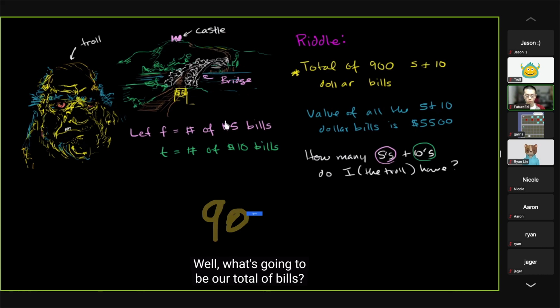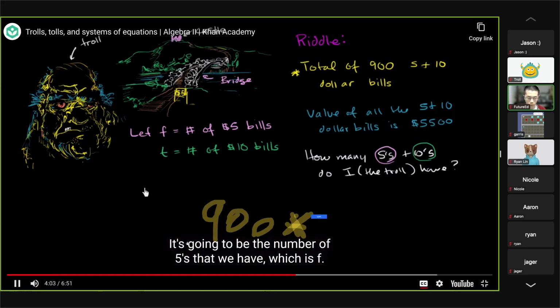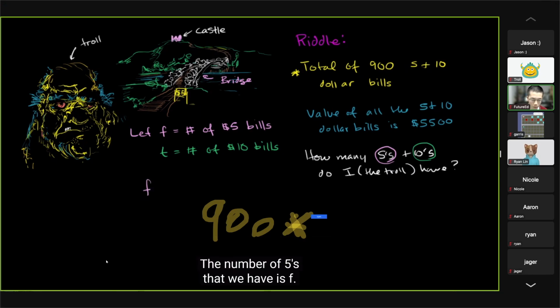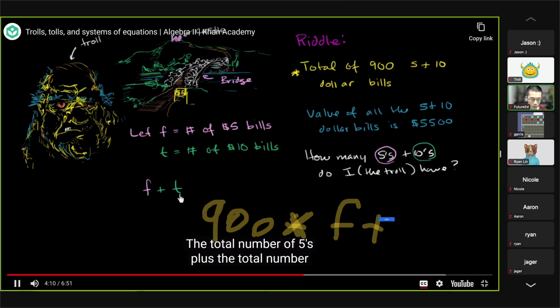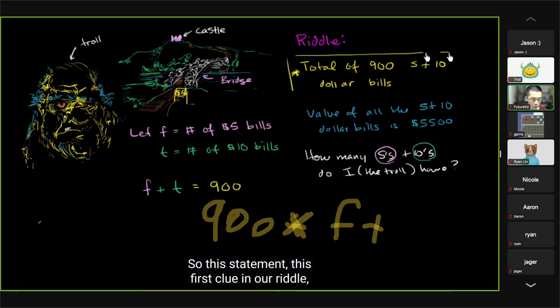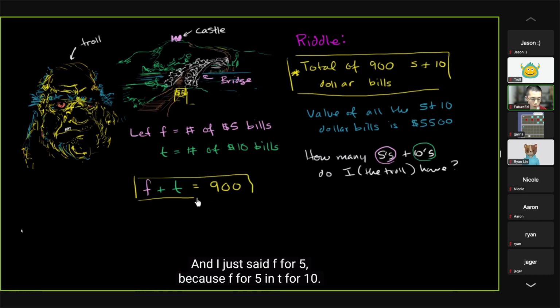Well, what's going to be our total number of bills? It's going to be the number of 5s that we have, which is f, and then the number of 10s that we have is t. The total number of 5s plus the total number of 10s, that's our total number of bills. So that's going to be equal to 900. So this first clue in our riddle can be written mathematically like this if we defined the variables like that. And I just set f for 5 and t for 10.